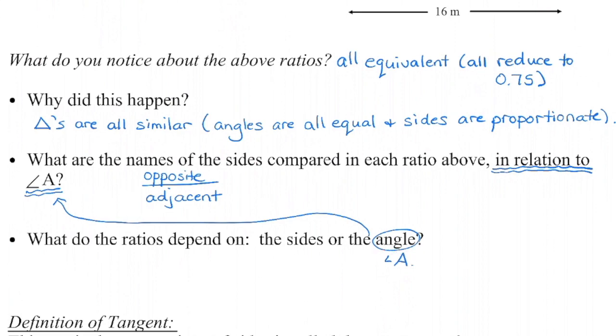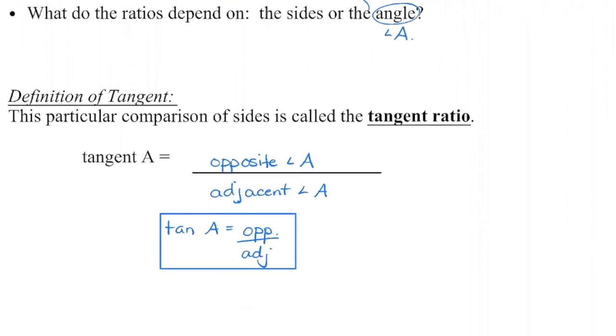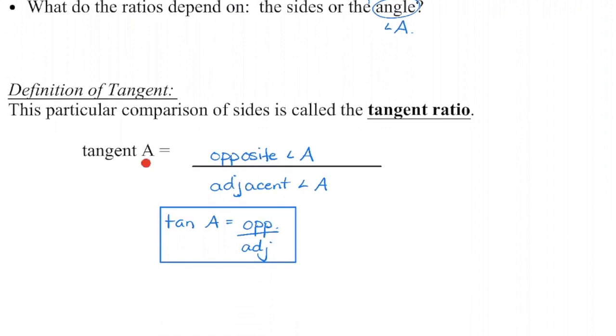That's our tangent ratio. So we know if we have similar triangles, every time we have a reference angle A, the side opposite that angle divided by the side adjacent to that angle is always going to give us the same ratio.